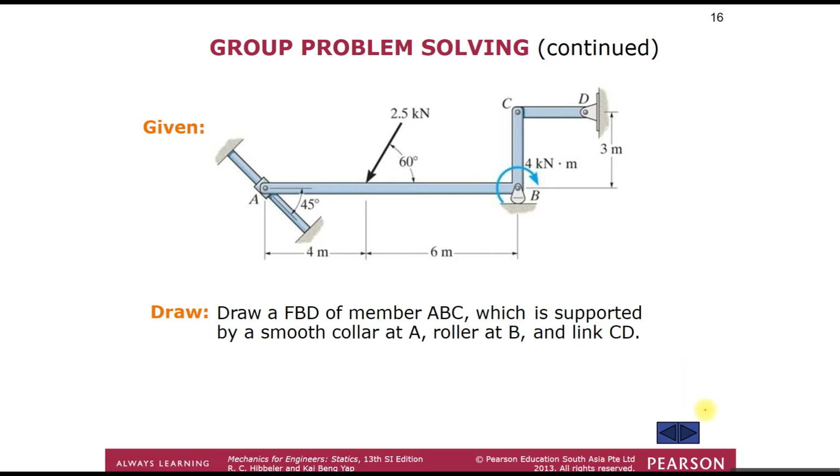Next, this is also an example. We need to draw a free body diagram of the member ABC, which is supported by a smooth collar at A, a roller at B, and link CD. We have a smooth collar here at A, which allows rotational movement and also translation along one axis but not the other, a roller here at B, and a link CD which does not inhibit any rotational movement. All the necessary information is provided, with the force acting on it.